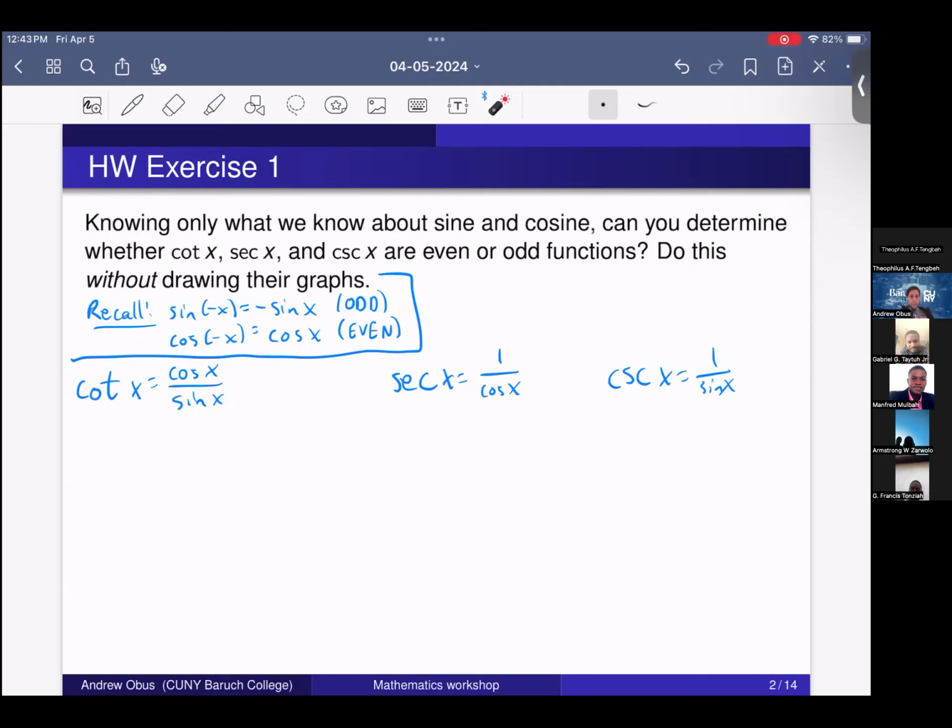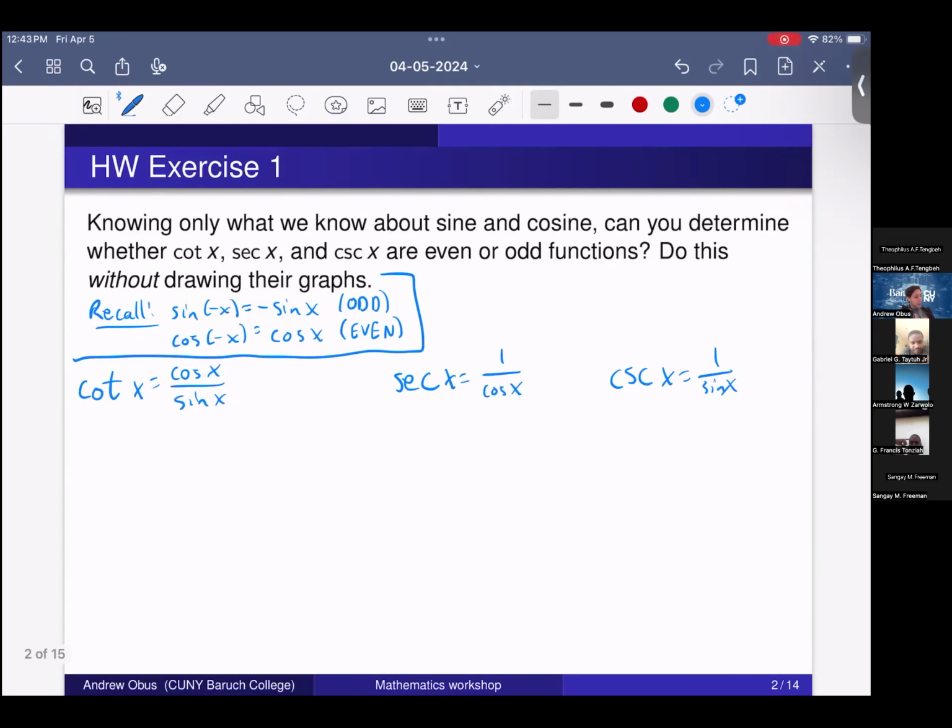Yeah, Gabriel? If we divide a negative by a positive, we get negative values, if we replace some value with negative. Right, so it's going to be negative, exactly. Let's do it in a little more detail.